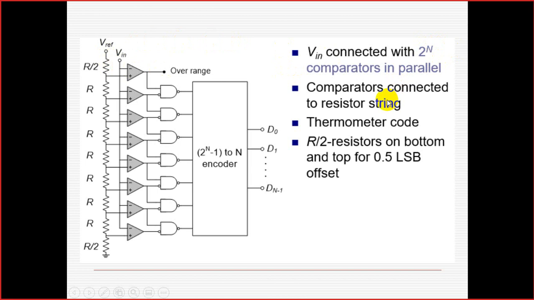Comparators connected to the resistor string. These comparators are connected to the resistor string. The same resistor R is used for all the segments. Thermometer code: R/2 resistors on the bottom and top. This top resistor and this bottom resistor, they are R/2, for a 0.5 LSB offset.